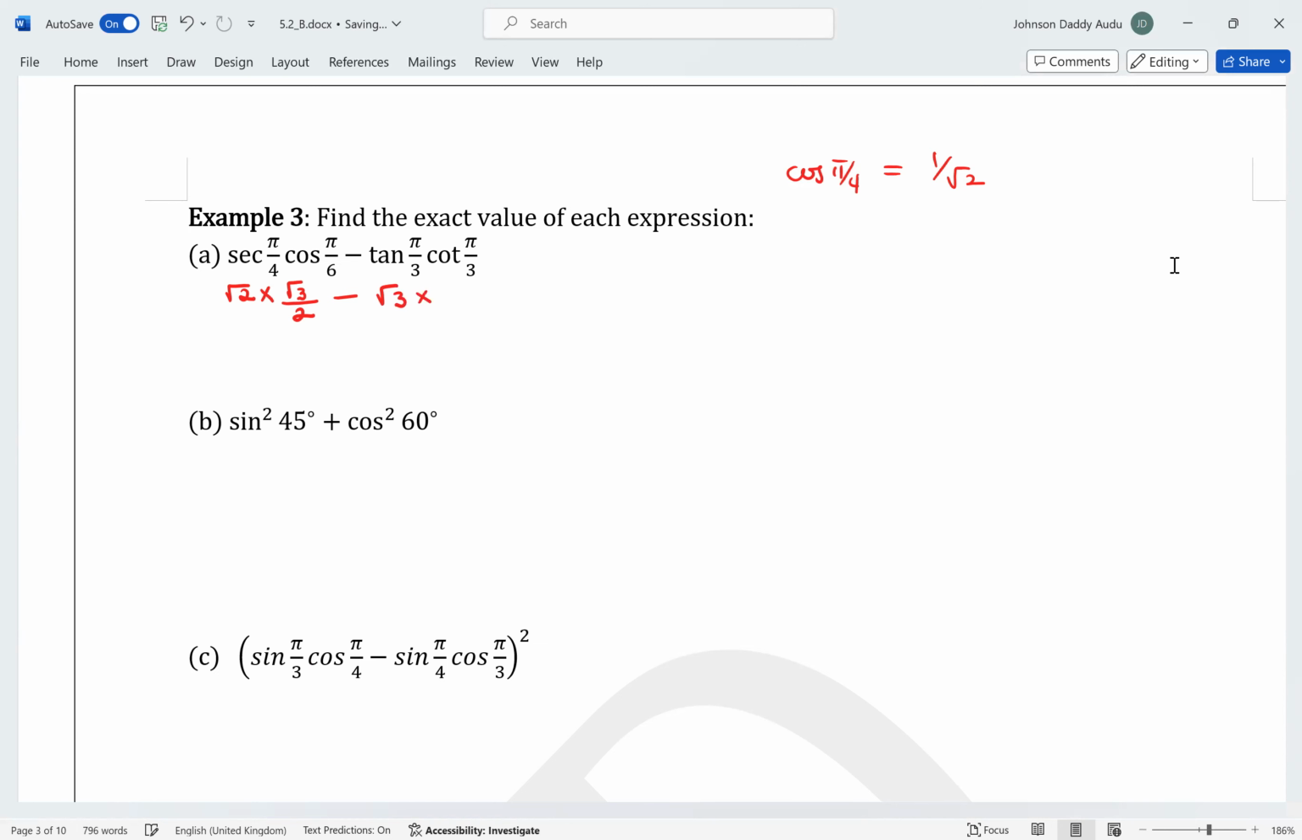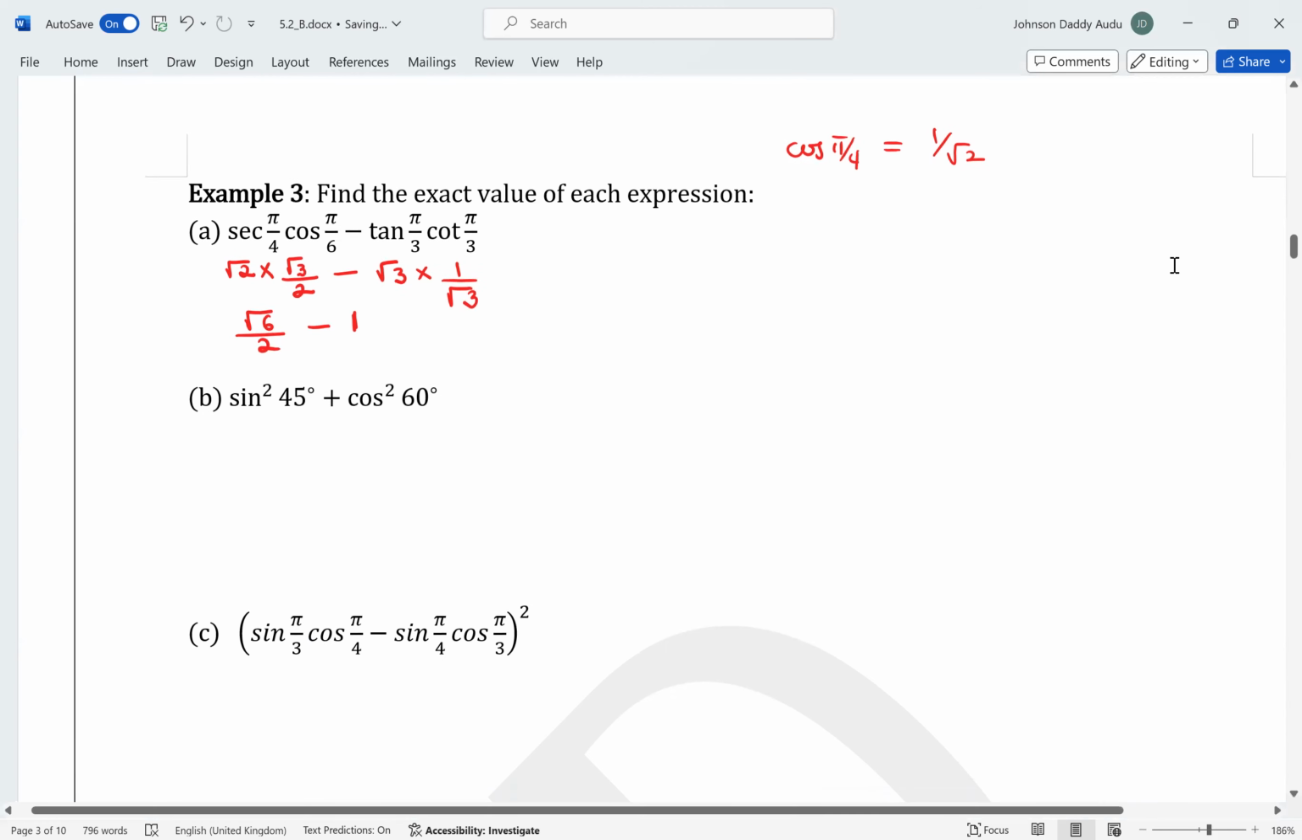Multiplied by, now here we have cotan of 60, right? Which is just going to be the reciprocal of this. So this is 1 over root of 3. And clearly this is just going to be root 6 over 2 minus 1. All right. You can leave it this way or you can simplify it more.